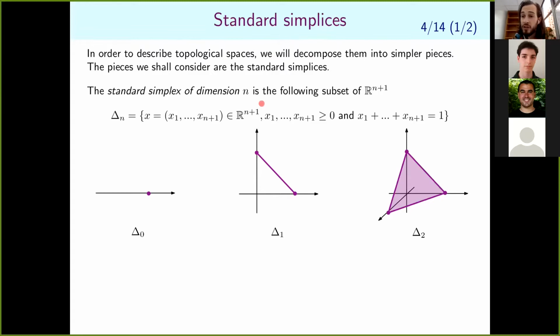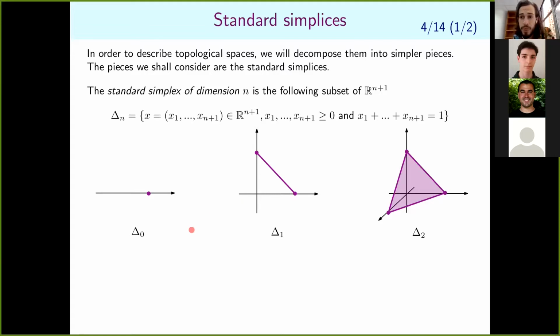So here is the definition of the topological standard simplex. Take an integer n, and define this subset of R^(n+1). It's written here. So this is the set of all convex combinations of coordinates: the set of points of R^(n+1) with all coordinates non-negative and such that their sum is equal to 1.